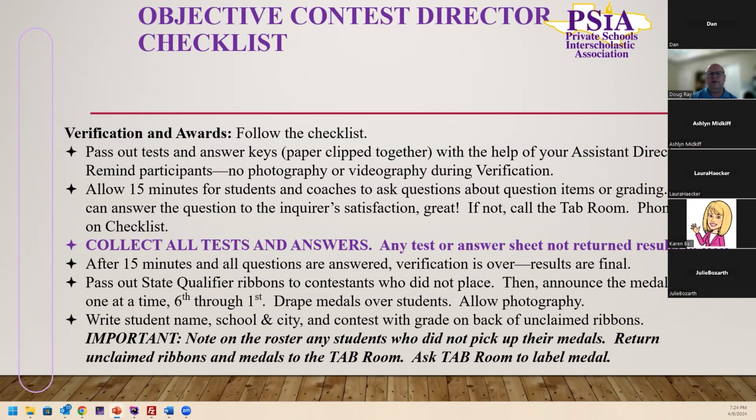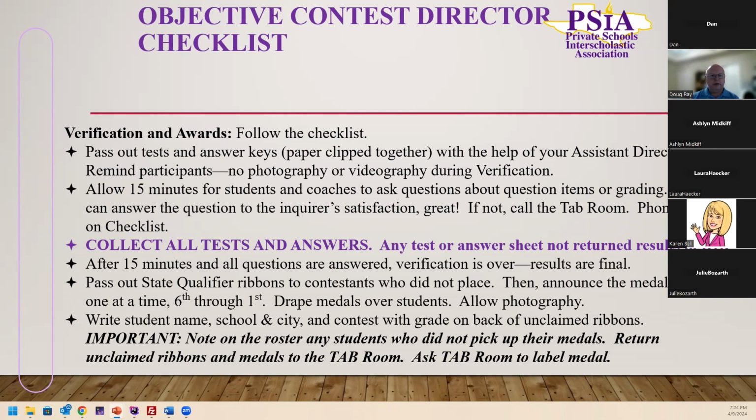You pass out the qualifying ribbons to the contestants who did not place 1 through 6. Then you announce the medal winners one at a time, starting in 6th place and working your way up to 1st place. Drape the medals over the students. At this point, you do allow photography for the parents to take pictures of their kids getting awards. Usually I do the handshake and then smile for the cameras and all that sort of stuff.